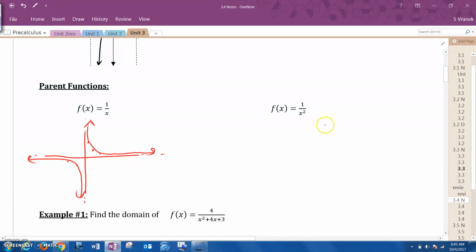Now, there can also be shifts with this. So it's 1 over x minus h, plus k. So that's how you can shift a point. This is the horizontal shift. It's the opposite again. And then the vertical shift is the plus k on the outside. Again, the domain for something like this would be x cannot be 0. The range, y cannot be 0.